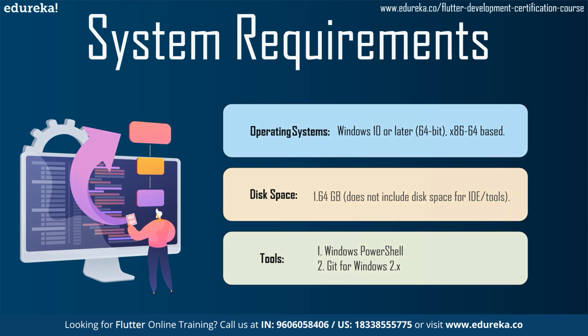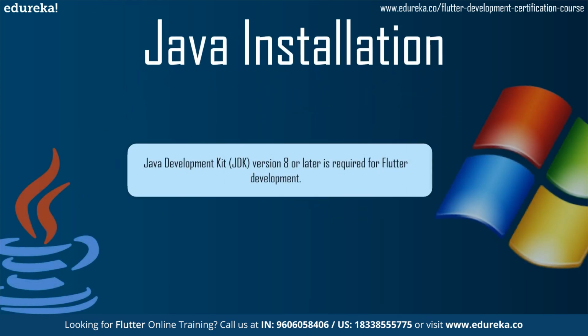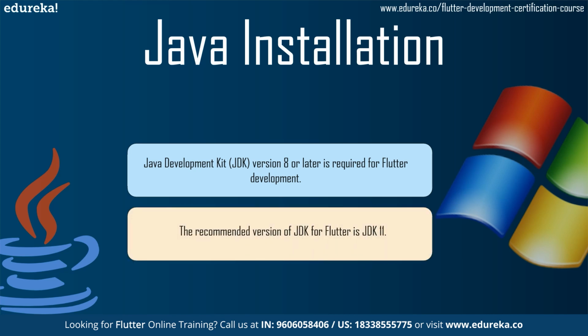Now let us move ahead and see the Java installation. For Java installation, you need a Java Development Kit, version 8 or later, which is required for Flutter development. The recommended version of JDK is JDK 11. If you have JDK version 11 or more, then that is very helpful. So make sure it is 11 or more. Now we have got to know the basic requirements for the Java installation as well as the general system requirements. Now let us go to the browser and see the Java installation.